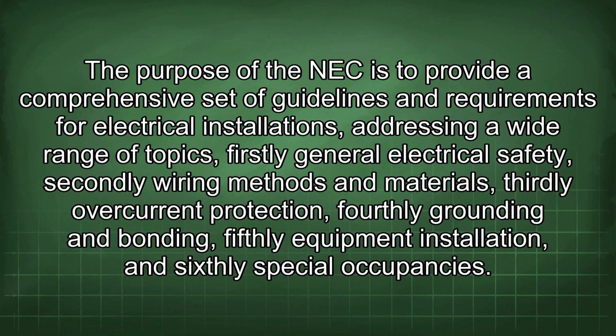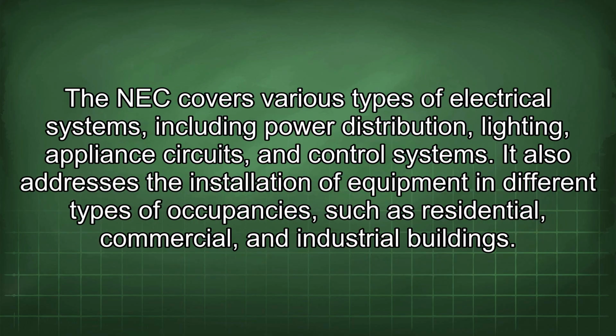The purpose of the NEC is to provide a comprehensive set of guidelines and requirements for electrical installations, addressing a wide range of topics. Firstly, general electrical safety. Secondly, wiring methods and materials. Thirdly, overcurrent protection. Fourthly, grounding and bonding. Fifthly, equipment installation. And sixthly, special occupancies. The NEC covers various types of electrical systems, including power distribution, lighting, appliance circuits, and control systems. It also addresses the installation of equipment in different types of occupancies, such as residential, commercial, and industrial buildings.